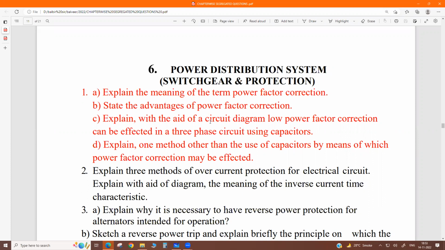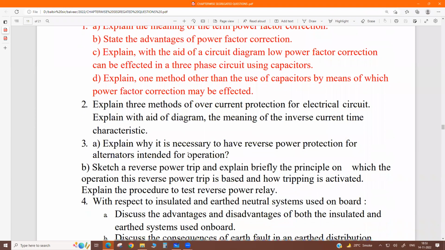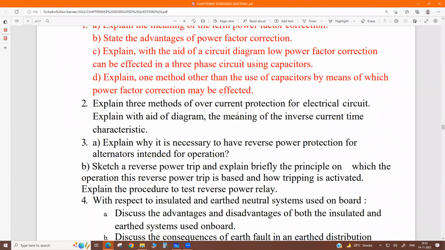Explain with a diagram how we improve the power factor in three phase using a capacitor. So you have to show the three phase R, Y, B connected to load, and you put a three phase capacitor, either star connected or delta connected. And another method is a synchronous condenser or automatic power factor correction panel. Explain the three methods of overcurrent. Here also it is there. So I will explain this question.